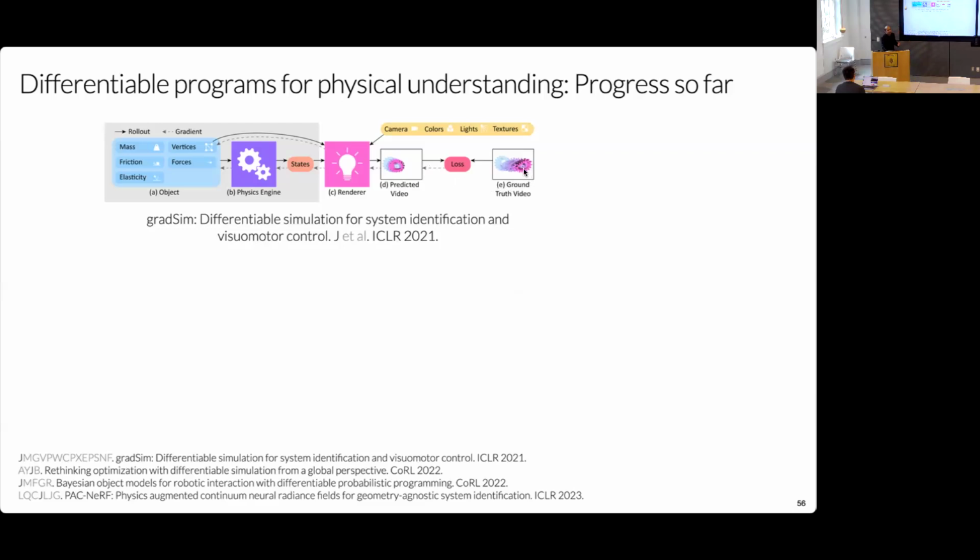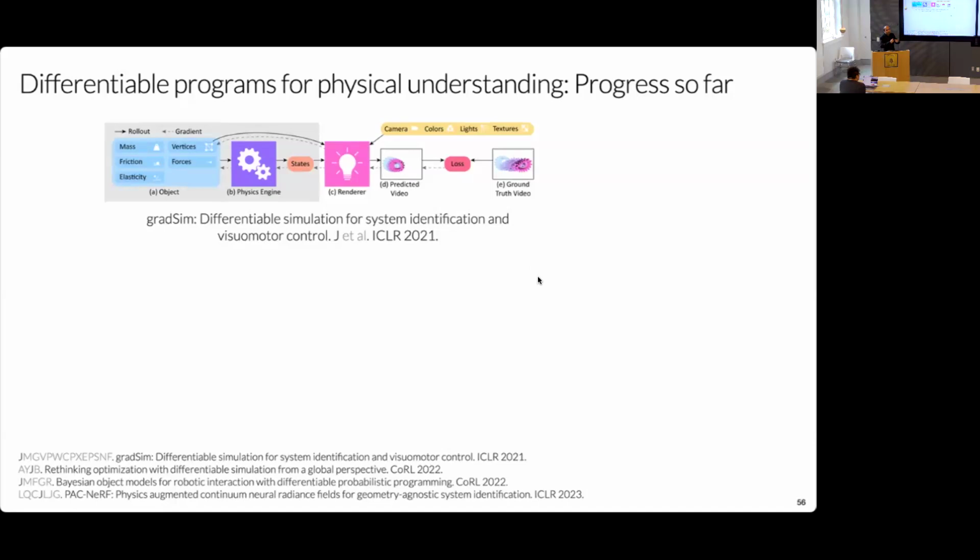The way we did this was to design a generative model, a computational model that specifies how the observations arise from inputs. In this case, we take the object descriptions, run them through a differentiable physics engine, and get states which are passed to a differentiable renderer, which synthesizes a video. You compare a predicted video with a ground truth video, which defines a loss. Since this entire system is differentiable, you can backprop and figure out object physical properties and also controls.